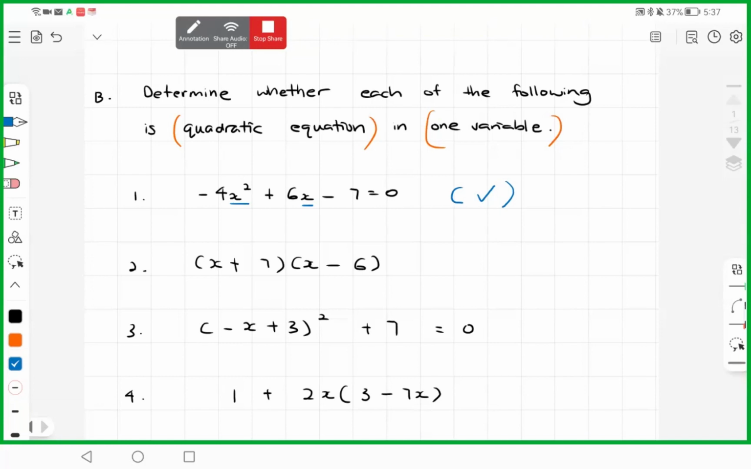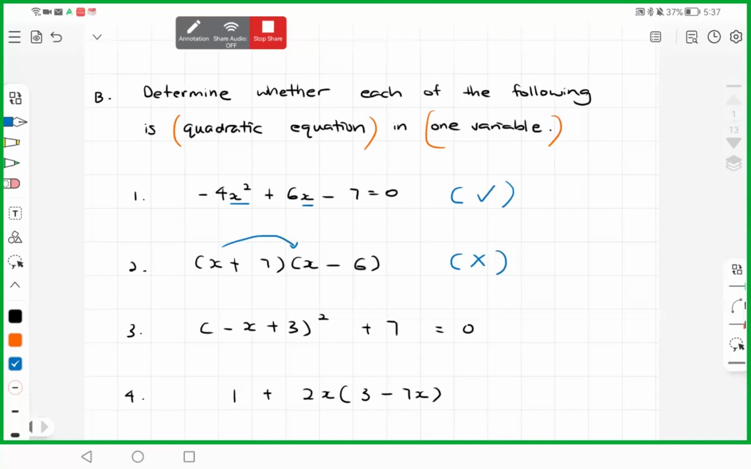But no equal, right? So this is not a quadratic equation. But if, let's say, we multiply it in, we will get a quadratic, but not an equation because there is no equal. Just simple like that. No equal, so it's not an equation.